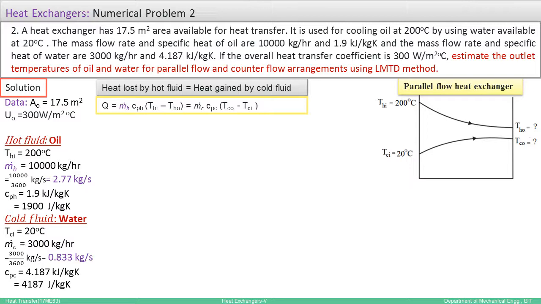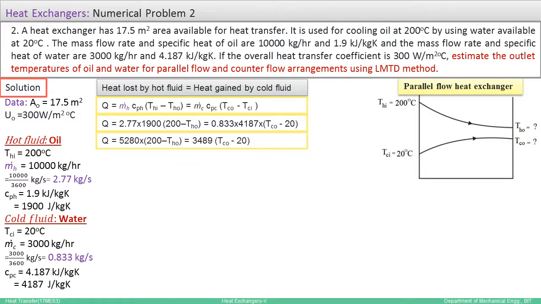So this term Q will be a positive quantity. And now in this case we don't have a definite value of Q, but we can establish a relation between these outlet temperatures, Tho and Tco, by substituting those values of m dot and cp for each case, and the known temperature values. We can arrive at an expression for THO or TCO in terms of THO. You can do the same thing for THO in terms of TCO also.